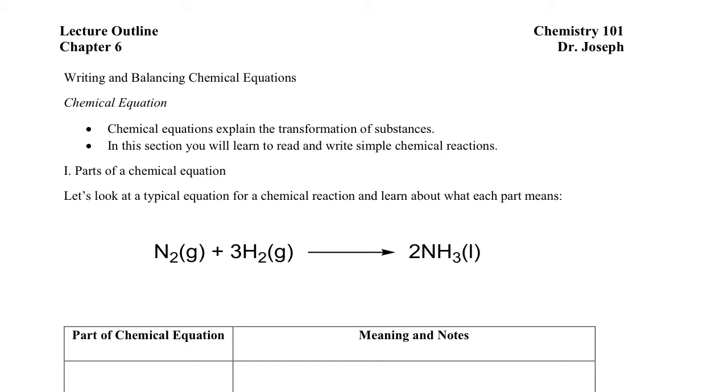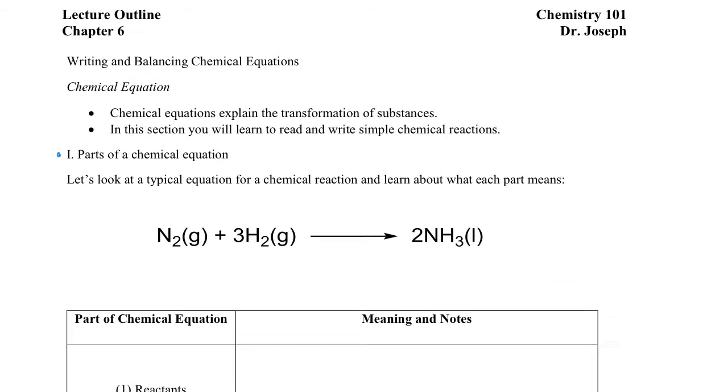In Chapter 6 lecture note outline, we're going to be learning about chemical reactions and the equations that we use to describe those reactions. And that's actually where we are going to start today's lesson. We're going to start here in the first part of learning about chemical equations. Chemical equations explain the transformation of substances. And in this section, you'll learn to read and write simple chemical equations for reactions. So let's get started here in part 1.